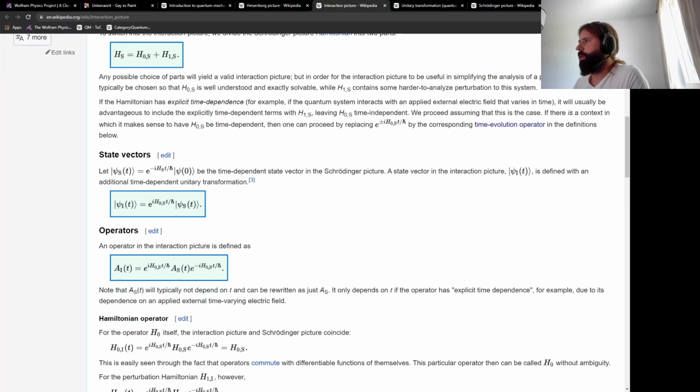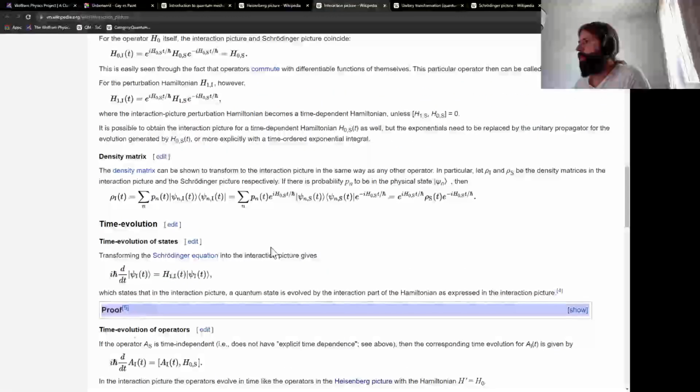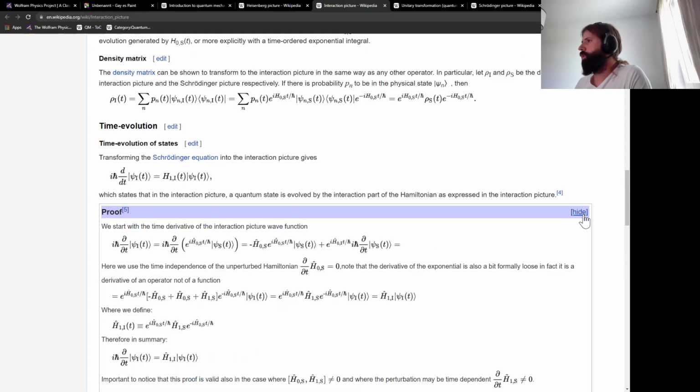Operators have... okay, so that's the same thing here, is it? Time evolution. Proof. Boom.